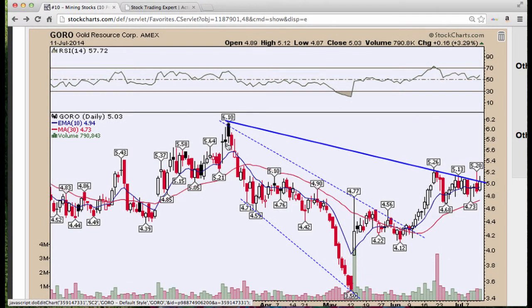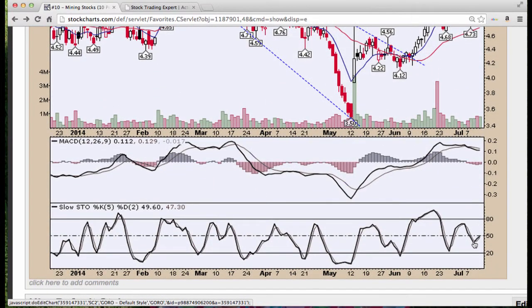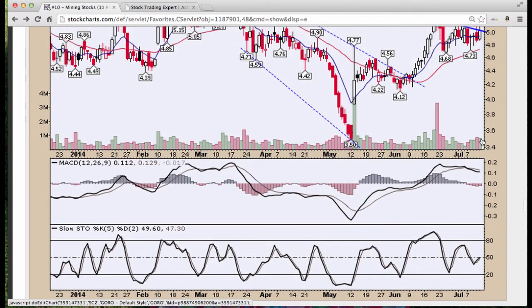Goro Gold Resource Corp. We have pivots here. We're bumping up against this level here. We could see this move higher with RSI continuing to bounce off the 50 level. This week we could see a move higher. Stochastics is recycled, we got MACD starting to turn and we're starting to see volume.